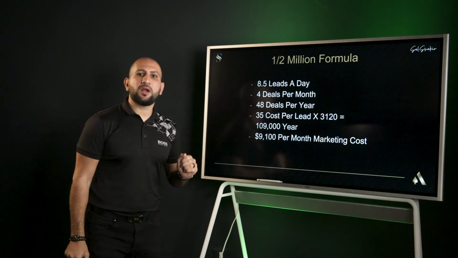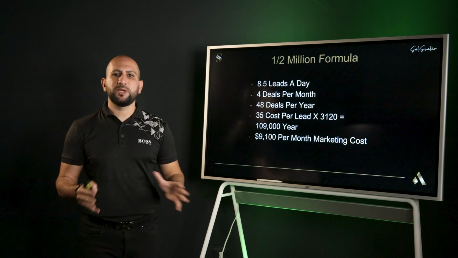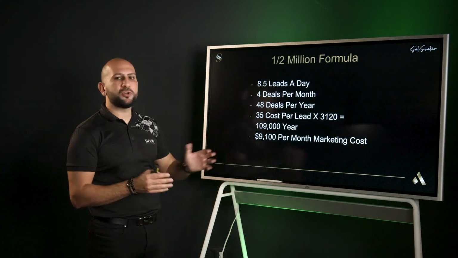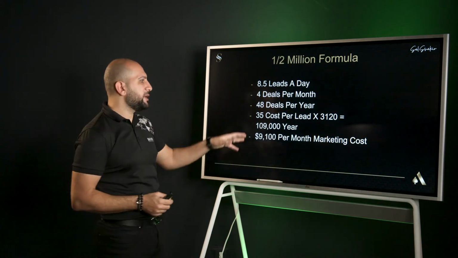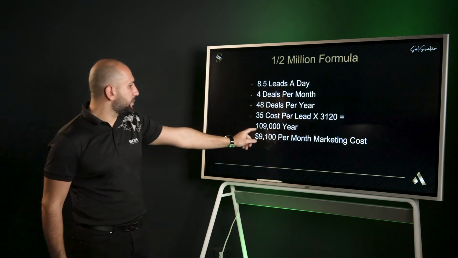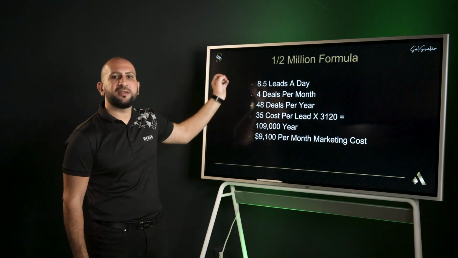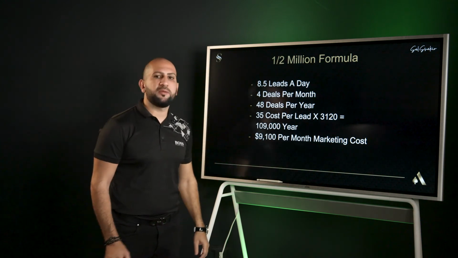So let's talk about cost per lead. I'm rounding it up to $35 cost per lead. And I wouldn't say this is really conservative, but it's very realistic, especially if you're doing it throughout multiple marketing channels. It could even be 3 different marketing channels, and your average would probably be $35. So in order to get that, you will probably spend $109,000 that year to achieve your $576,000. So that would be $9,100 per month marketing cost.